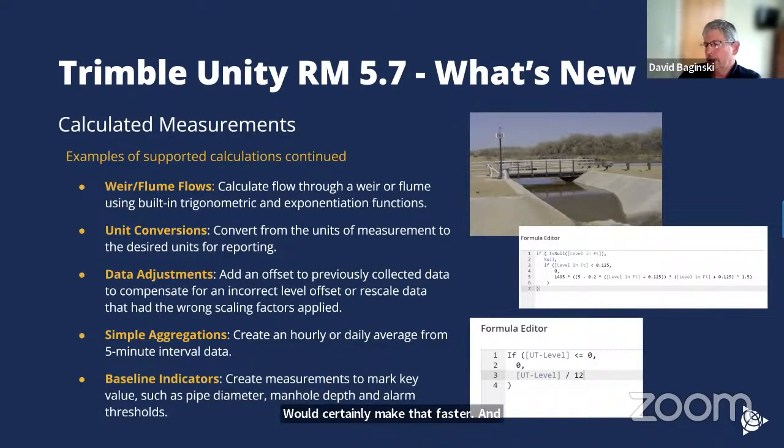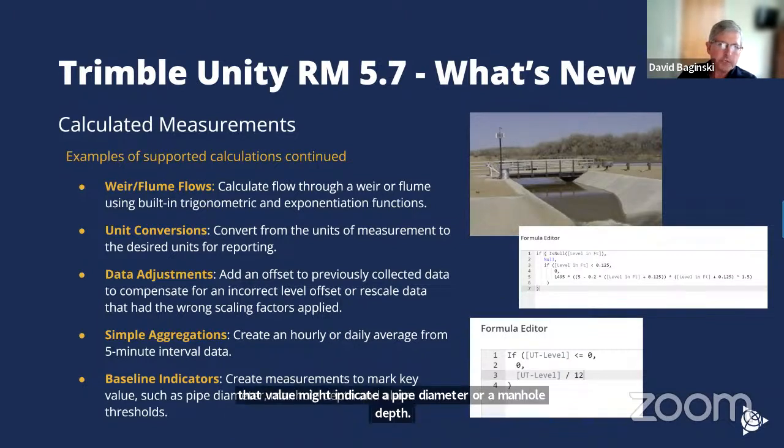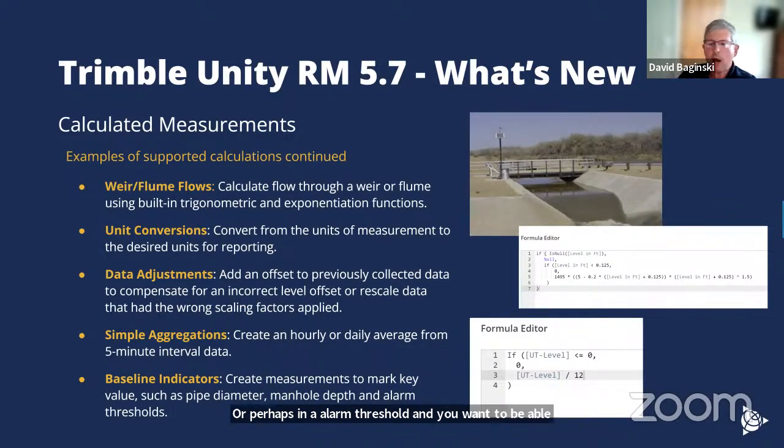And then the last one I want to mention are baseline indicators. In many cases, you may just want that constant value. That value might indicate a pipe diameter or a manhole depth, or perhaps an alarm threshold. And you want to be able to show that on your chart with respect to your data, giving you a sense for how close you are to that key level. You can create those baseline indicators as well.